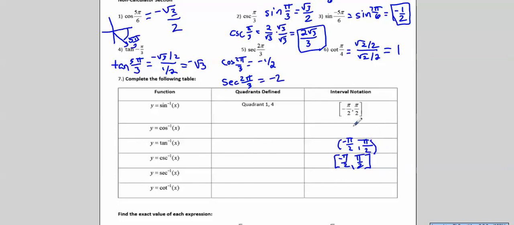Then the ones that go from 0 to pi are cosine, inverse secant, of course leaving out any values that would make that undefined, and inverse cotangent. The whole reason behind doing this chart is just to help you figure out where to find your answers when you solve the problems below. Negative pi over 2 to pi over 2 are quadrants 1 and 4, and if you have answers 0 to pi, your answers are quadrants 1 and 2. So inverse trig will never have an answer in quadrant 3.